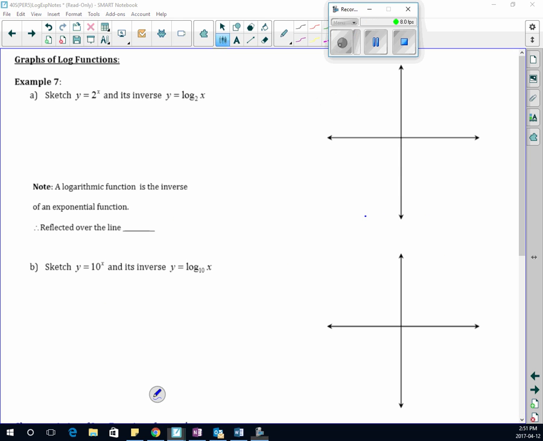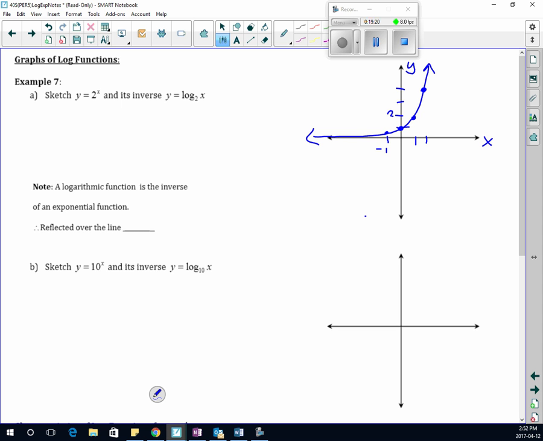So we're going to sketch y equals 2 to the power x. Hopefully everybody has no problem doing that at this point. It goes through 0, 1. At -1, it's a half. At 1, it is 2. And we have this curve like that. If you want, we can go 2, 4 just for fun, so we have another point there.